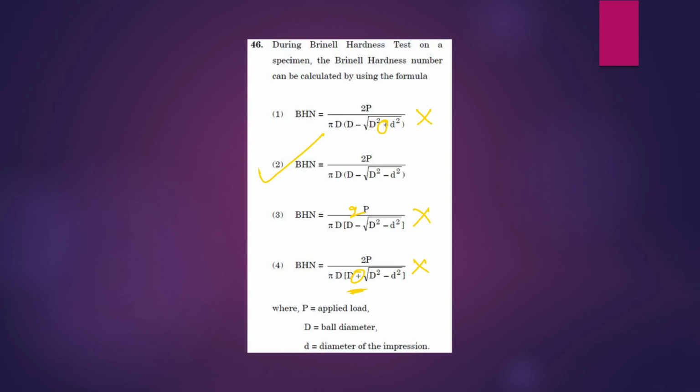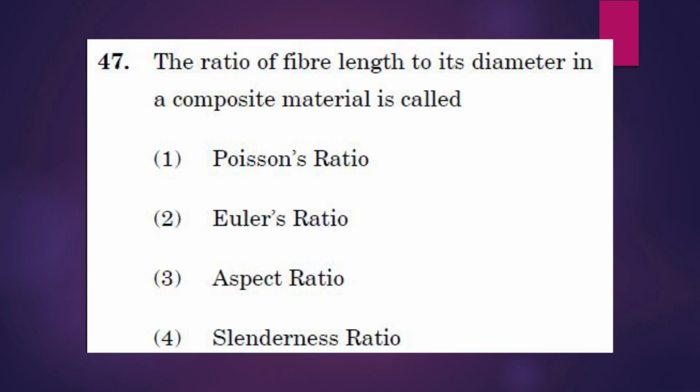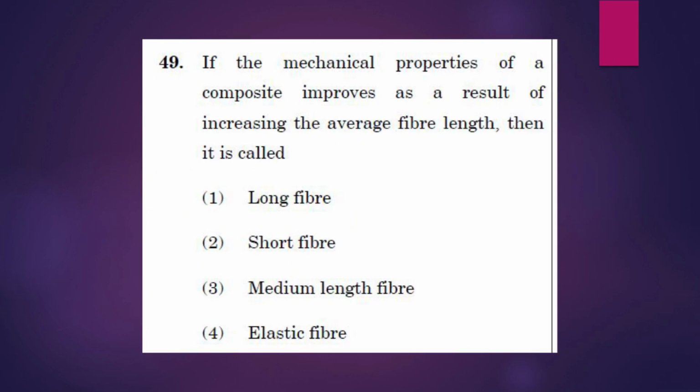And case 4, here it's plus, so this is also not possible. Question is, the ratio of fiber length to its diameter in a composite material is called as Poisson's ratio, no. Euler's ratio, no. This is aspect ratio. 3 is your answer. Question is, if the mechanical properties of a composite improve as a result of increasing average fiber length, then it's called long fiber, short fiber, medium length fiber, elastic fiber. It's short fiber.